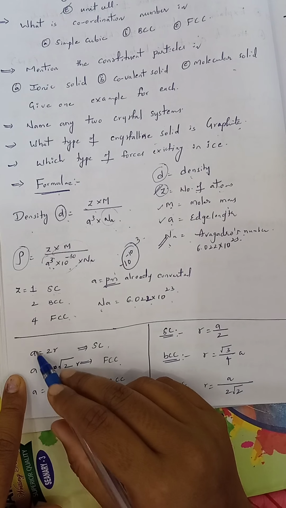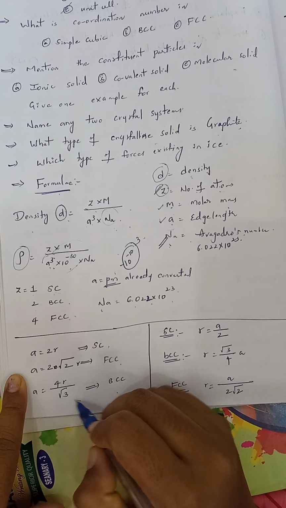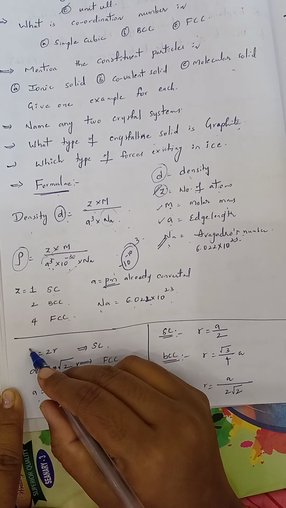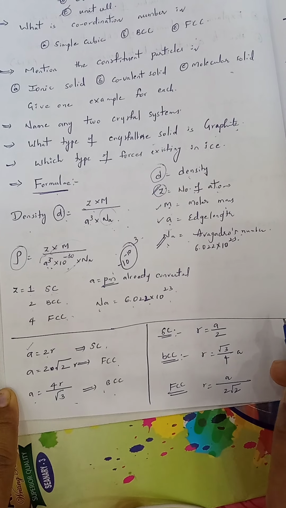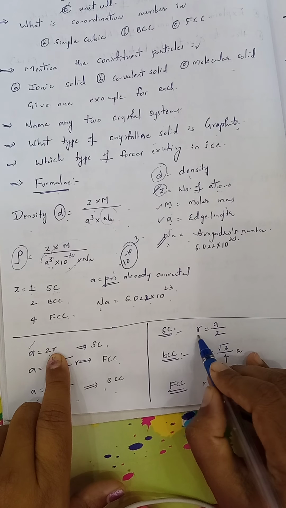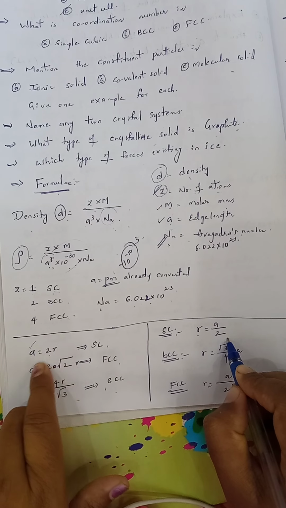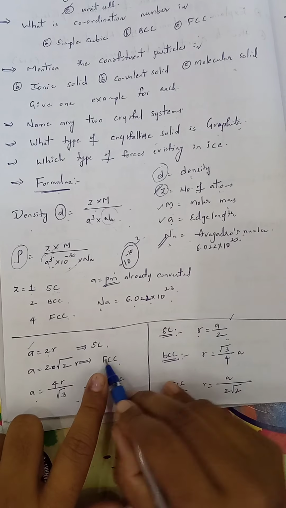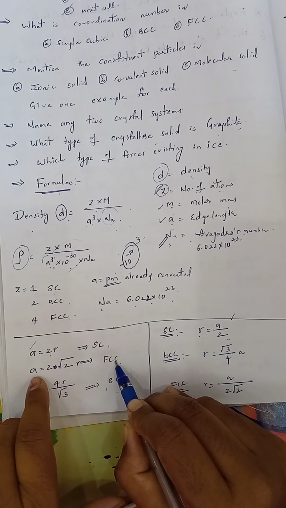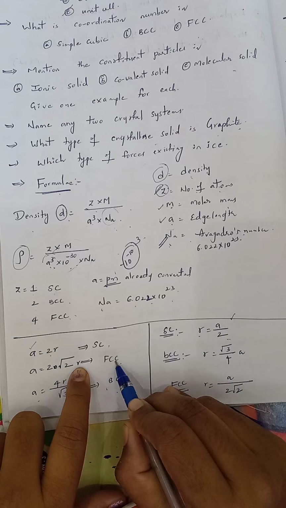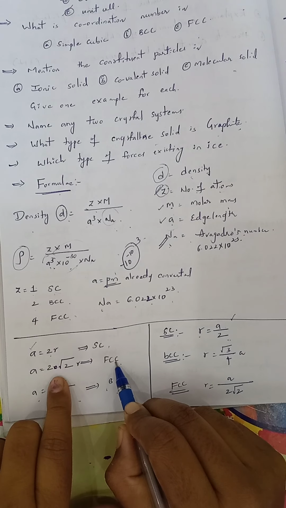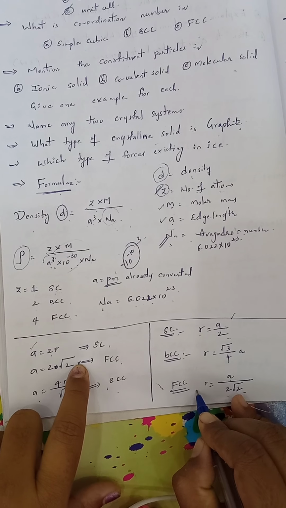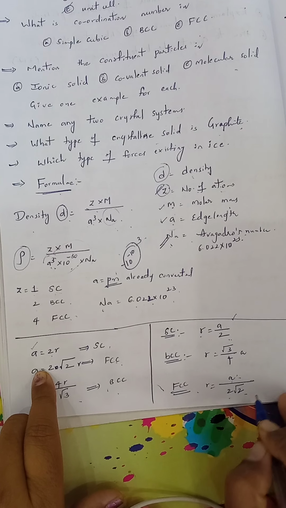So if R value is given, by that we can find out edge length for the three different types of unit cell. If suppose A value is given, you want to find out R, then what happens? For SC, R becomes equals to A by 2. R comes this side, A comes this side. R equals to A by 2. We can use this formula. Then for FCC, A is given, you want to find out R. Then R becomes equals to what? A by 2 root 2. For this FCC, R equals to A divided by 2 root 2.